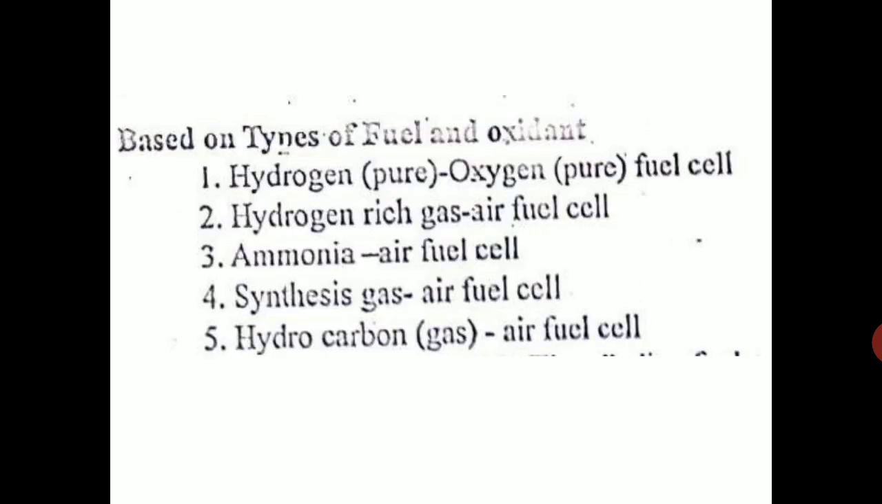The different types of fuel cells can be based on the type of hydrogen and type of oxygen being supplied. It can be a pure hydrogen, pure oxygen fuel cell, then a hydrogen rich gas and air fuel cell, or an ammonia air fuel cell, because air has 20% oxygen in it. Then you have the synthesis gas air fuel cell, and lastly the hydrocarbon gas and air fuel cell.